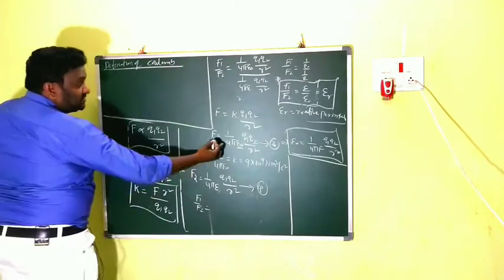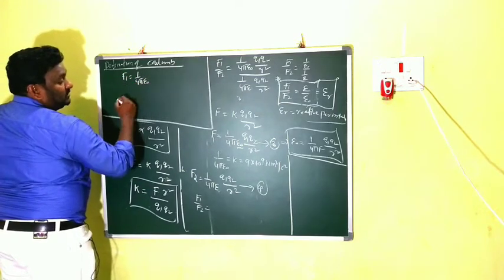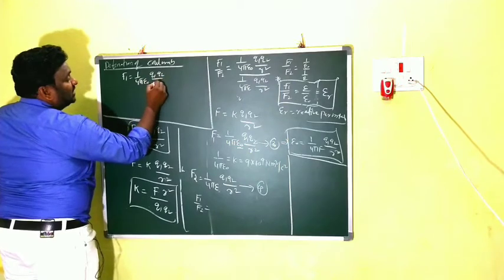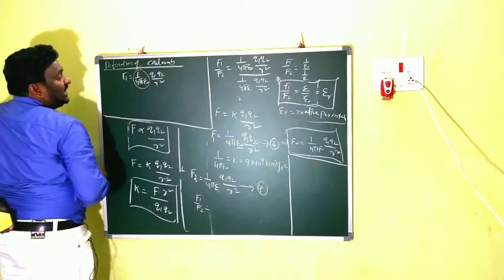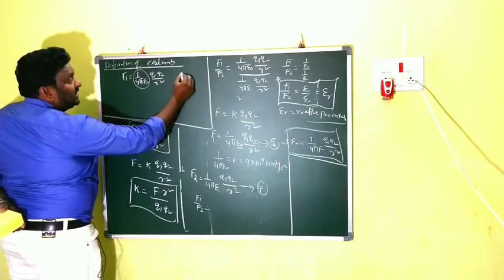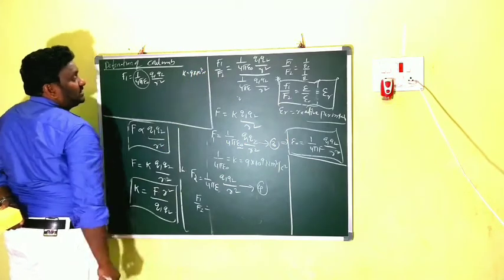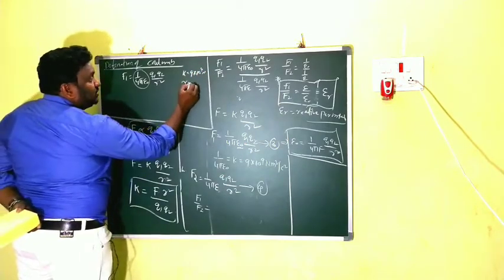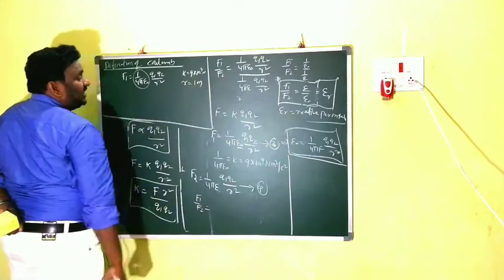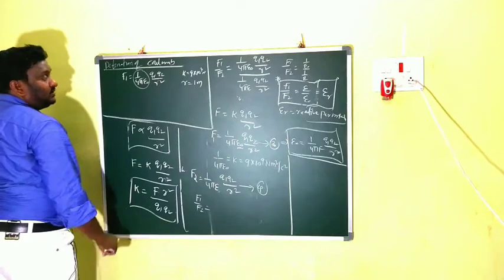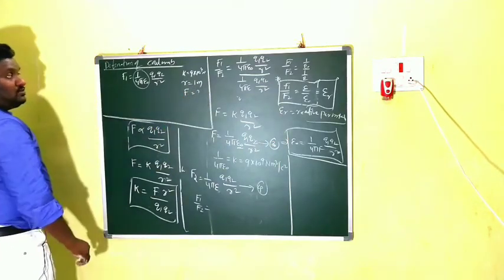So here we have the equation: F1 is equal to 1 by 4 pi epsilon naught q1 q2 by r square. In that, already this value K is 9 into 10 power of 9 newtons. Clear? And if we take r equal to 1 meter, and F is the force.